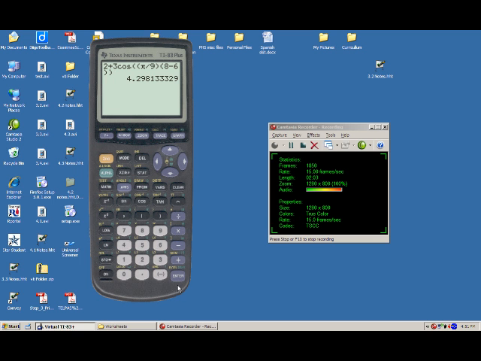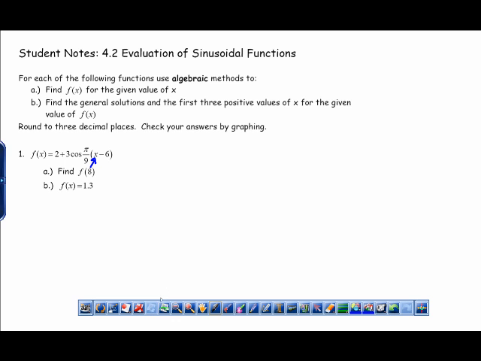Now definitely you could have determined that 8 minus 6 is 2, like what I said, and then typed in 2 pi divided by 9. It would have been the same thing. So to 3 decimal places, my answer is 4.298. So I'm going to write a little approximation sign, 4.298.